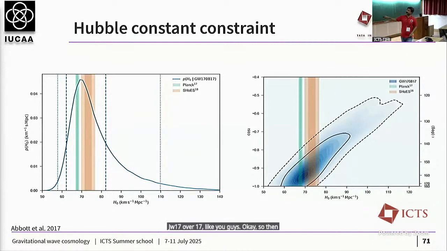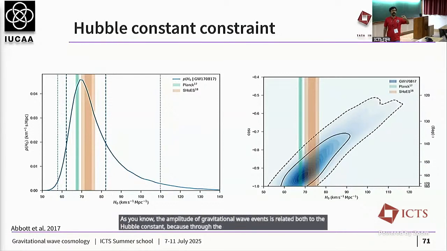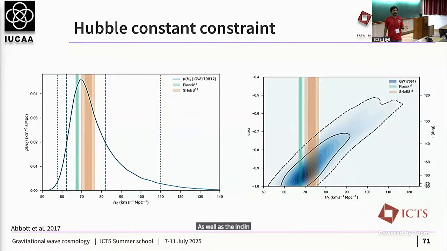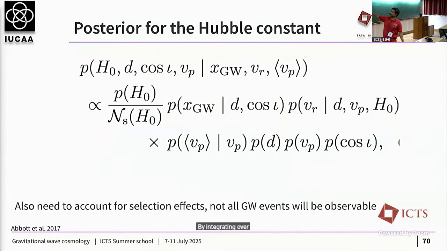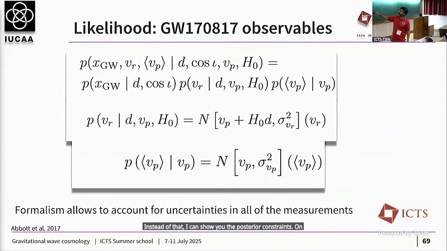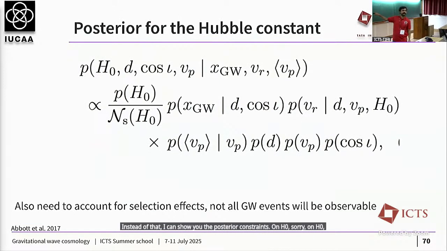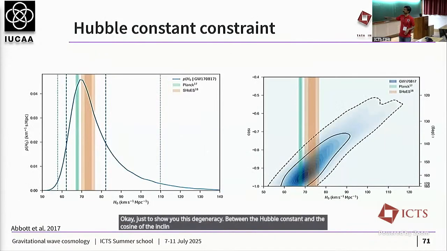Okay, so then, as you know, the amplitude of gravitational wave events is related both to the Hubble constant, through the distance measurement, as well as the inclination angles. And so instead of showing this marginalized contour where I only focused on P of H naught by integrating over all possible values of D and cosine iota and v_p, I can show you the posterior constraints on H naught, comma, cosine iota, just to show you this degeneracy between the Hubble constant and the cosine of the inclination angle. So that is shown here.